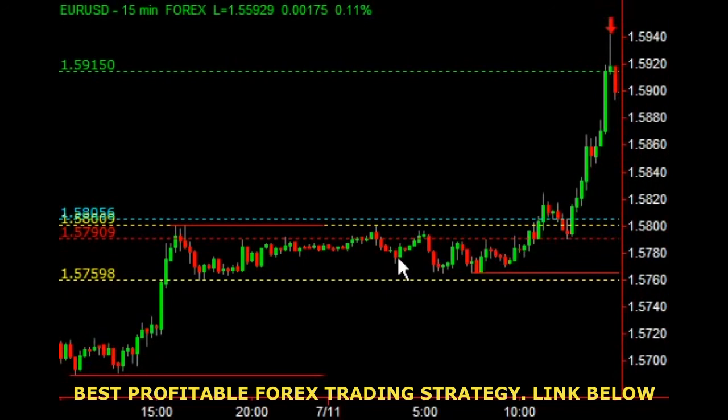The targets in mind are based on an average day's move, and that's the range breakout setup, folks. That is the overnight or the Asian session range breakout setup.